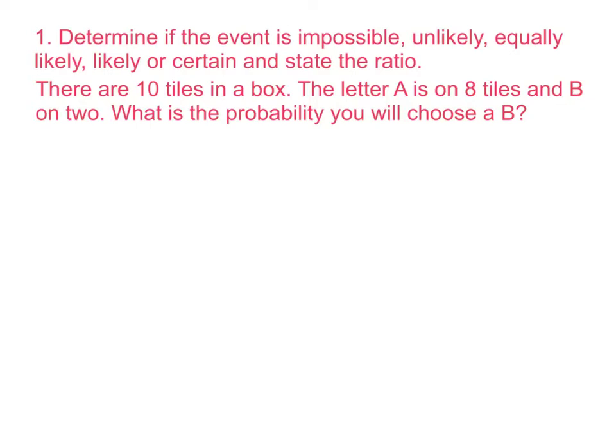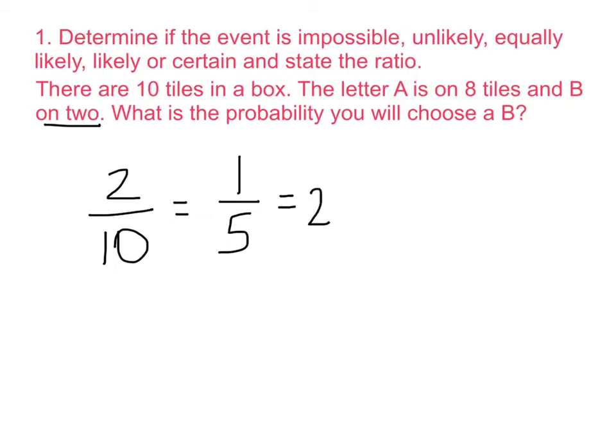There are 10 tiles in a box. The letter A is on 8 tiles and the letter B is on 2 tiles. What is the probability you will choose B? So there are only 2 B's, and you have a total of 10 options. That is going to reduce to 1 over 5, which equals about 20%.